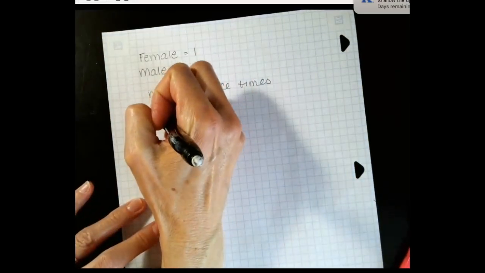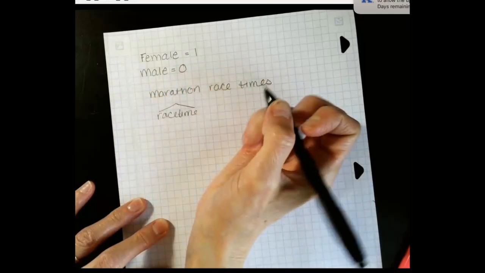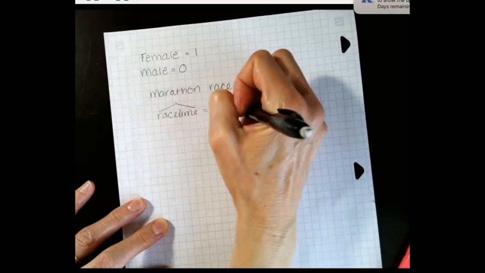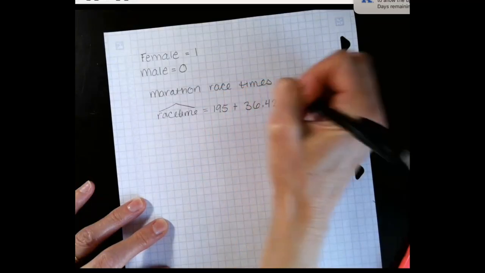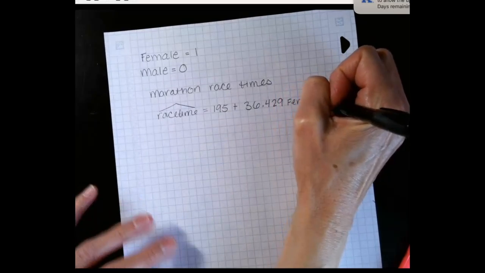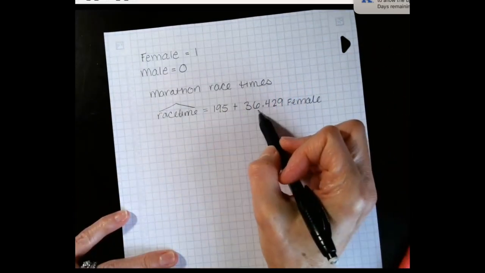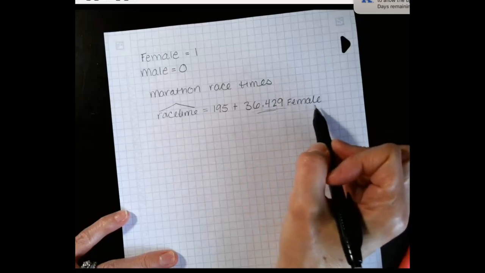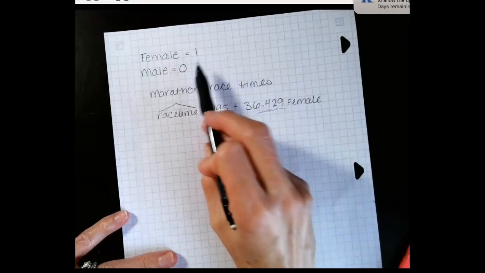For this, we would have our race time, and we're going to put our hat because it's an estimate, is 195 plus 36.429, and then in this case we are going to have our female here. So again, this is our intercept, this is the coefficient, and this is our x value, or our independent variable. So notice our female is 1.